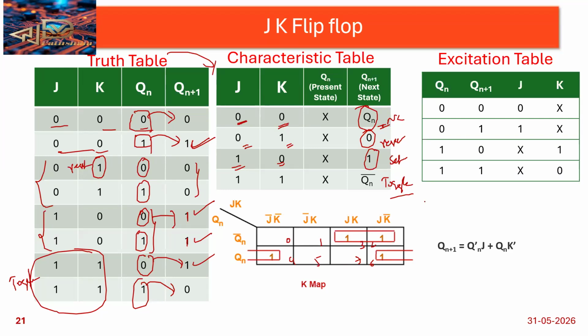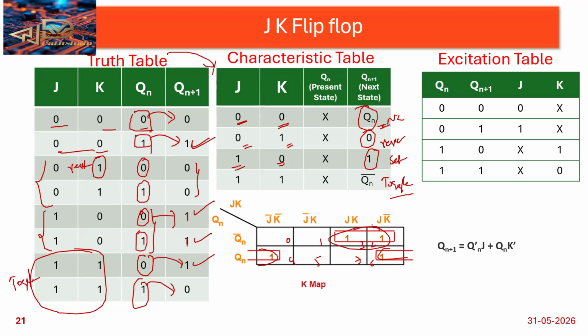JK, QN bar, JK bar, QN. So these two are pairs forming that, reducing the K-map basically. Then here also we are forming the pair.